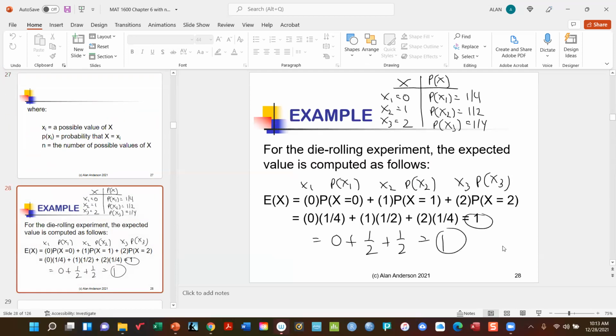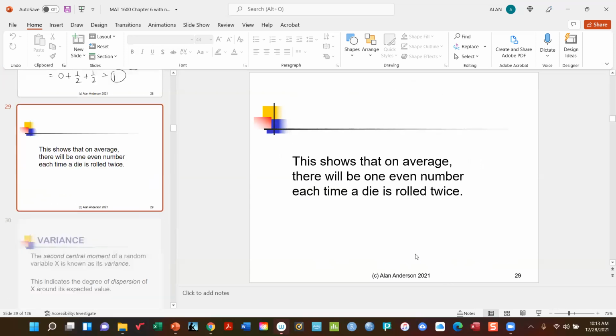And then here we actually did the calculations. We found that in the case of the die rolling experiment, the expected number of evens is 1. So in other words, every time you roll the die twice, on average, you should expect to get a single even number. All right.